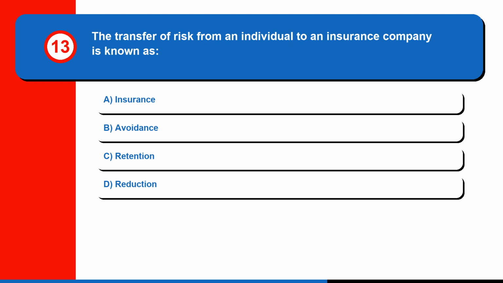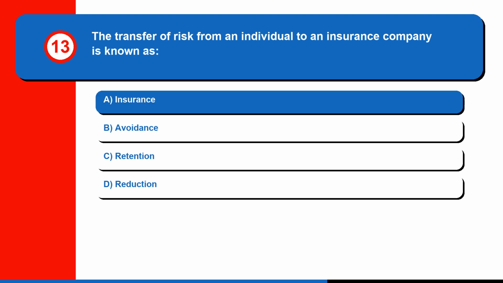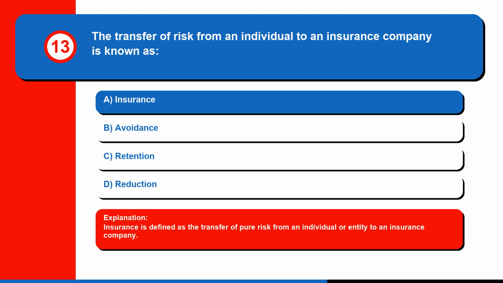Question 13. The transfer of risk from an individual to an insurance company is known as A. Insurance, B. Avoidance, C. Retention, or D. Reduction. The correct answer is A, insurance. Insurance is defined as the transfer of pure risk from an individual or entity to an insurance company.